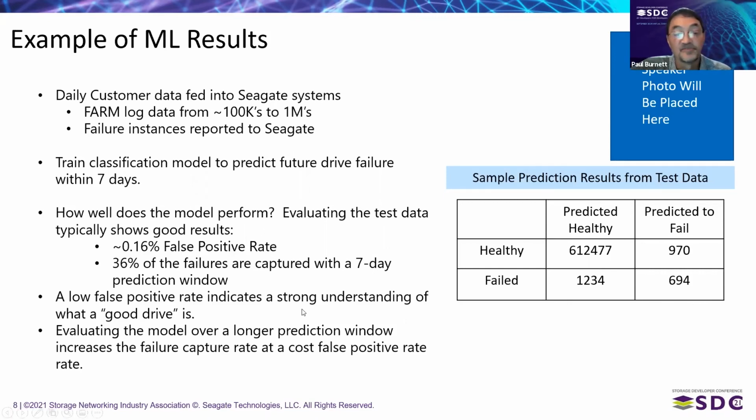So here, a low false positive rate indicates a good understanding of what a good drive is. And that's always, like I said, in predictability, what the challenge is. Evaluating the model over a longer prediction window, a lot of times that just gives you more time to have errors occur across a wider time of drive behavior. And usually what happens there is the failure capture rate may increase, but also the false positive rate may increase. Like I said, anytime you change the sensitivity of a model, you have to manage both those parameters, the false trip rate and the capture rate.